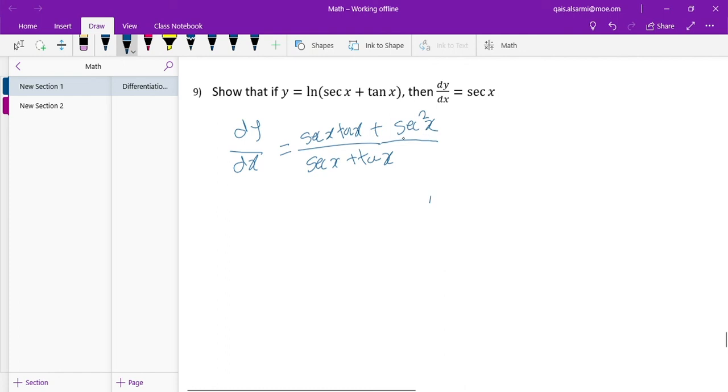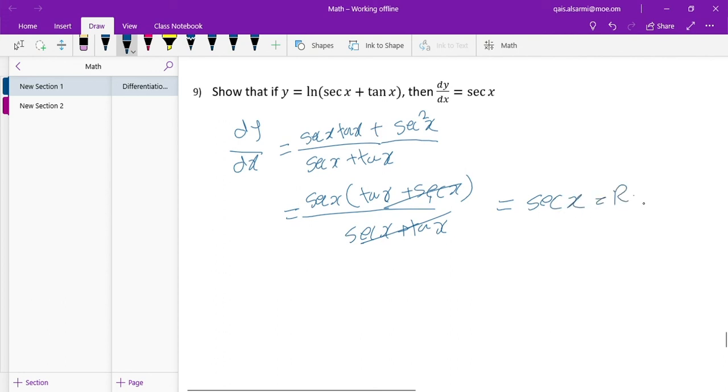What if we take sec here as a common factor? I have advice for you: whenever you have two terms, try to take a common factor. Sec and sec squared. Put sec here, open brackets, tan and sec again, over sec plus tan. It is the same, so you may cancel. This leads to sec x, which is the right hand side. Let's count: 1, 2, 3 steps. Only 3 steps. Take care of this.